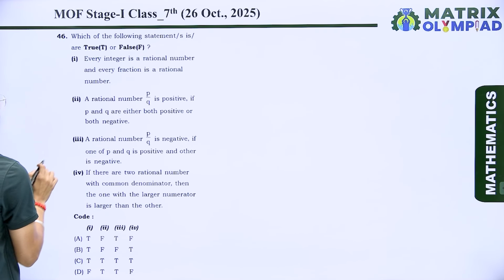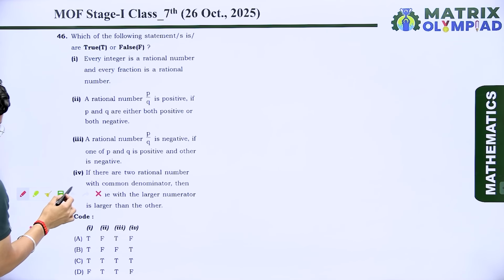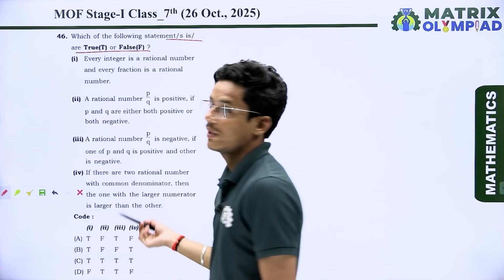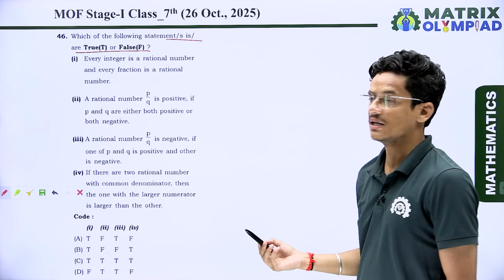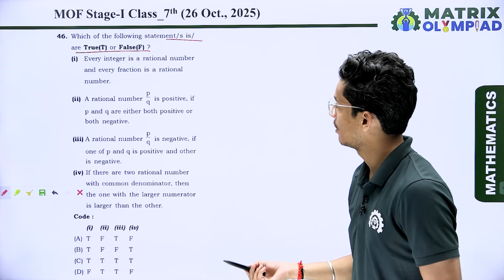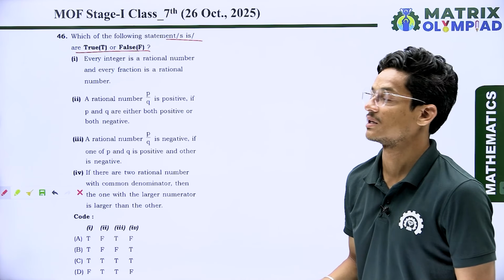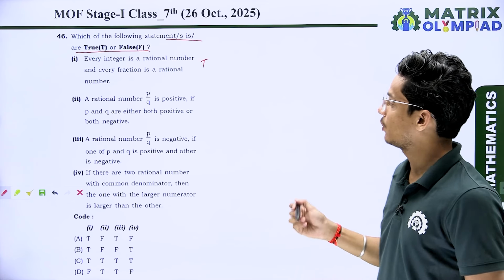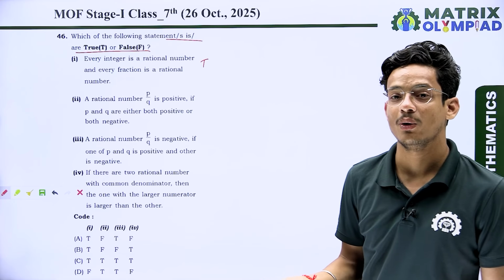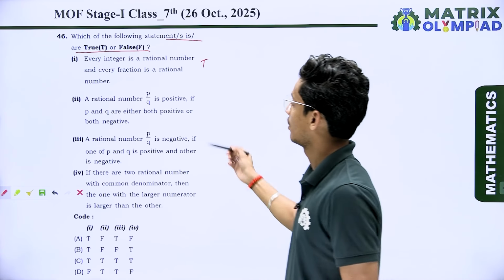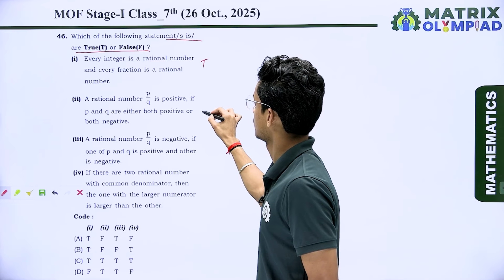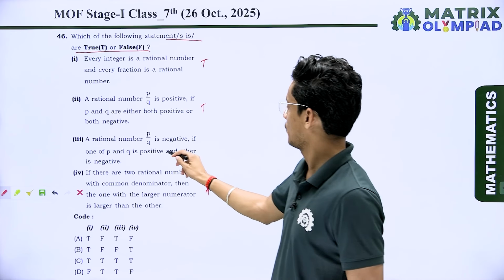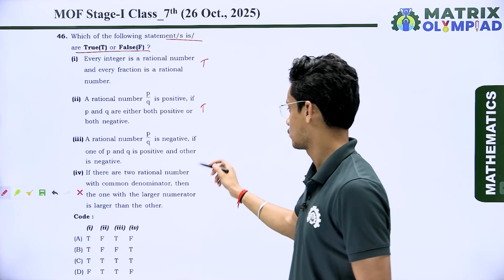Now the next question: which of the following statements are true and false? Statement number 1: every integer is a rational number. Yes, this one is true. And every fraction is a rational number. Yes, I can say this one is true. Next, a rational number p upon q is positive if p and q are both positive or both negative. So this one is also true. A rational number p upon q is negative if one of p and q is positive and the other is negative. Yes, this one is also true.